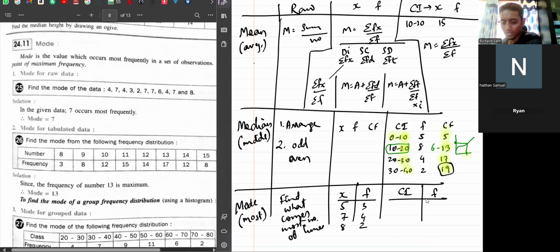Next, class interval and frequency. So 0 to 10, 5 times. 10 to 20, 8 times. 20 to 30, 3 times. So we can see that 10 to 20 comes the most number of times. So we know 10 to 20 is the modal class, not the mode, modal class. That means the mode is somewhere in between 10 and 20. So how will you figure that out? What do you have to do? Aman, you know? Ahmed, you know this? You have to draw histogram.